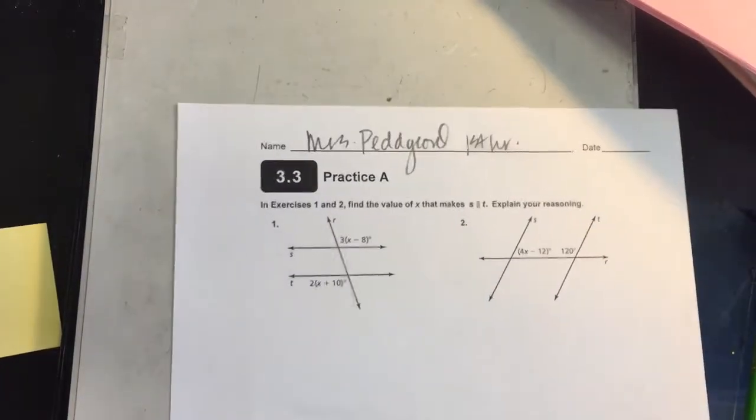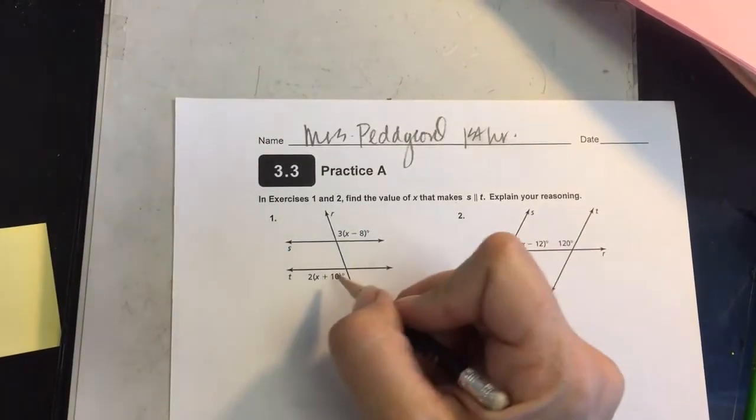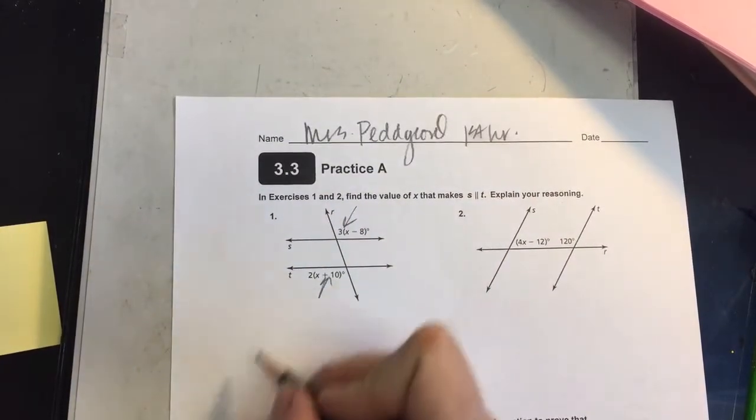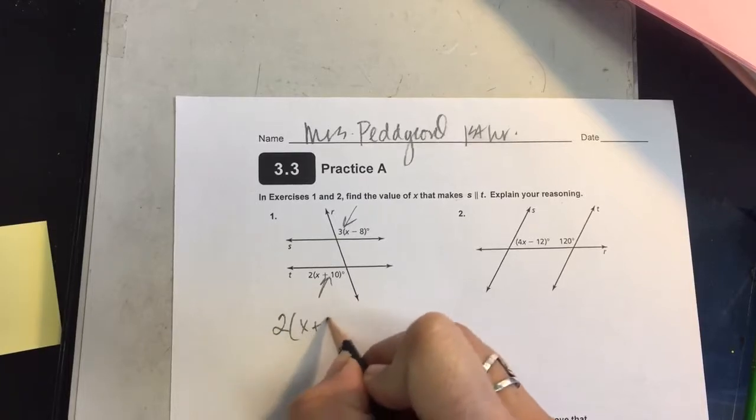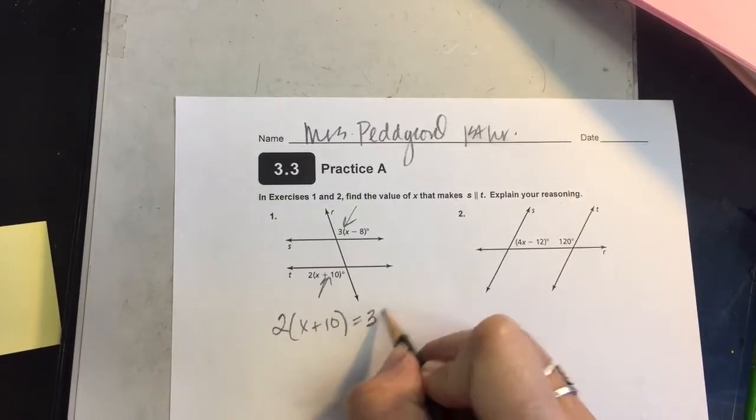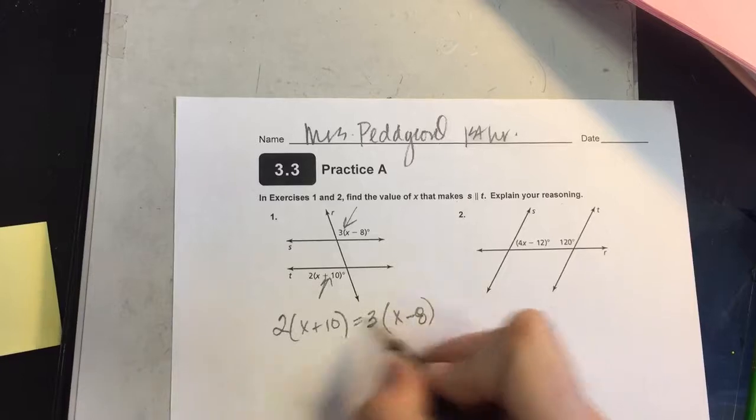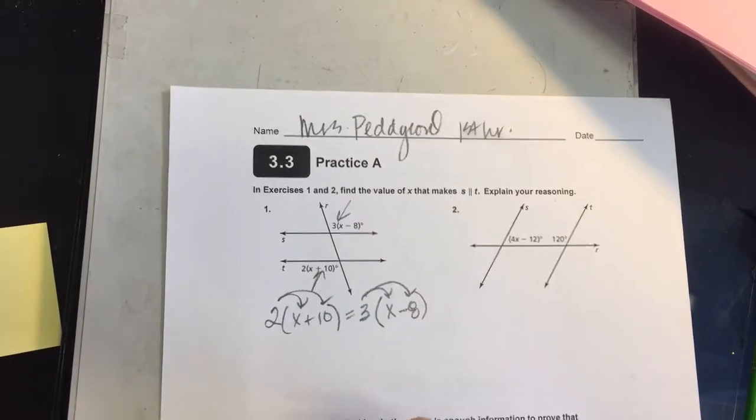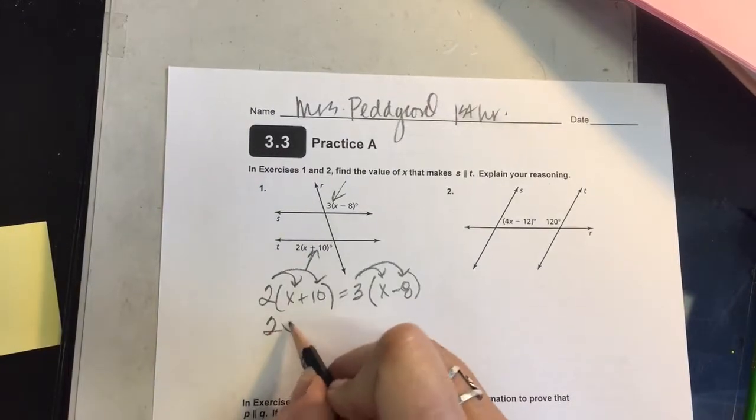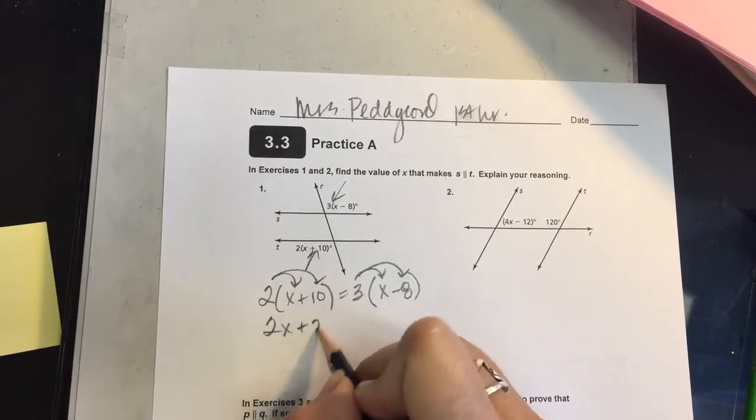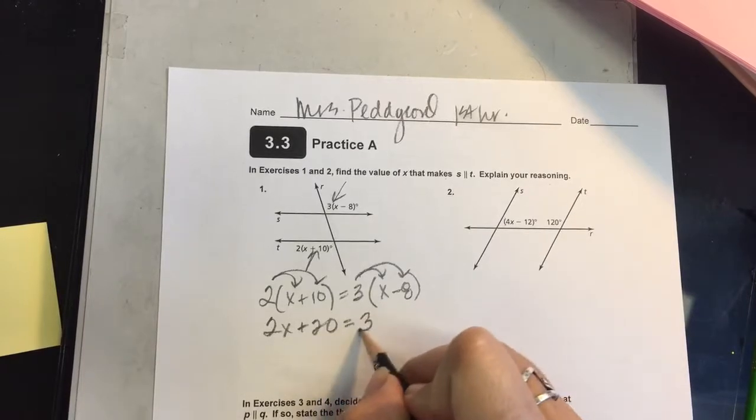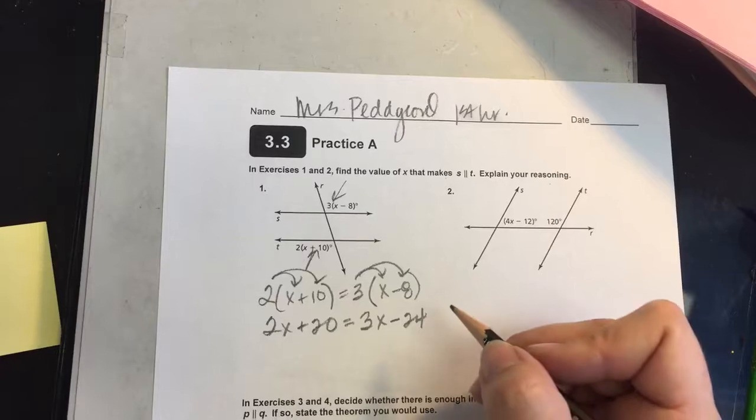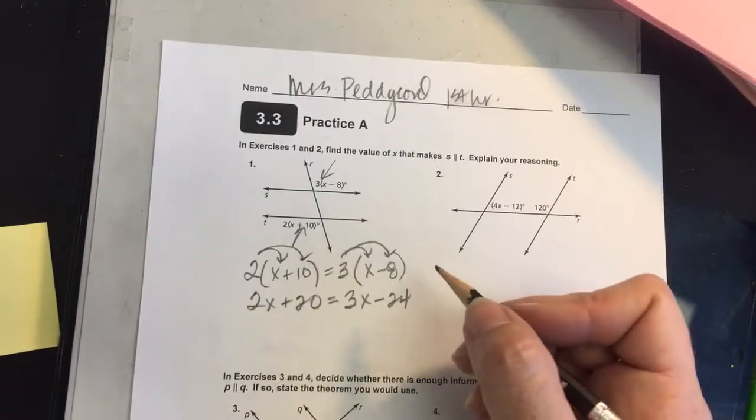So this was the section where we were like, if we can make, in this case, they are alternate exterior angles. If we can set these equal to each other and find the value of x that'll make them the same measure, then by the alternate exterior angles converse, we can conclude that s and t are parallel. So I'm setting those equal to each other, and then I'm just going to distribute 2 times x plus 2 times 10 is equal to 3 times x minus 3 times 8, which is going to give me 24. So I'm just simplifying on the left and simplifying on the right.